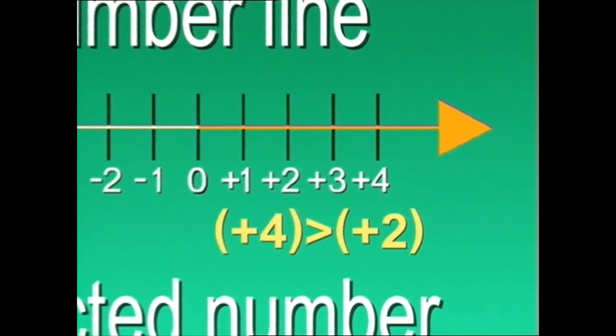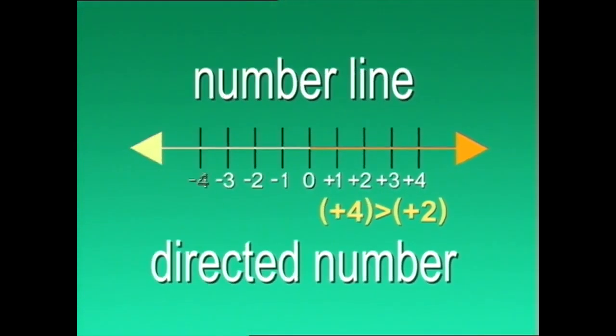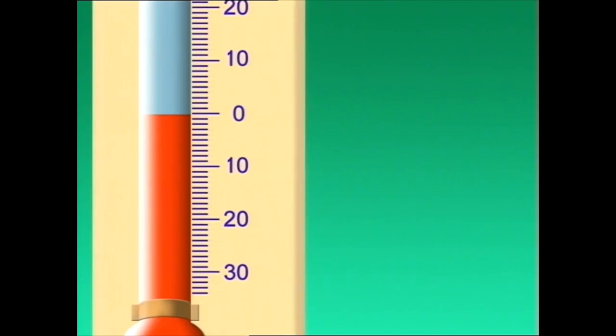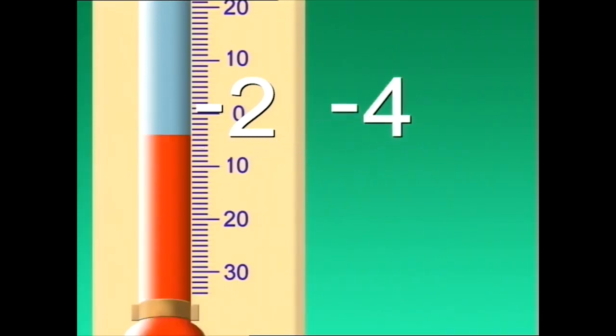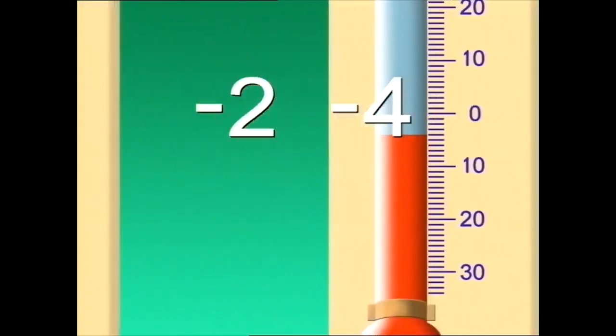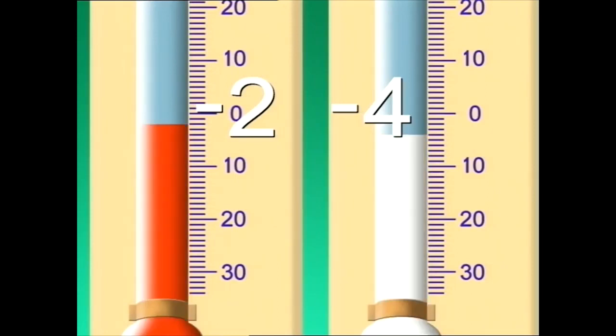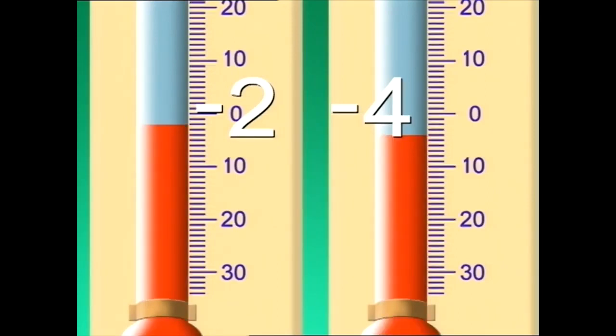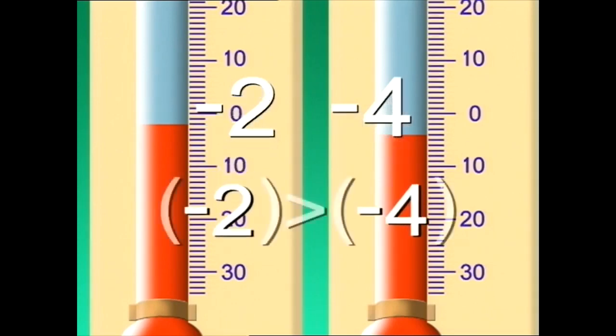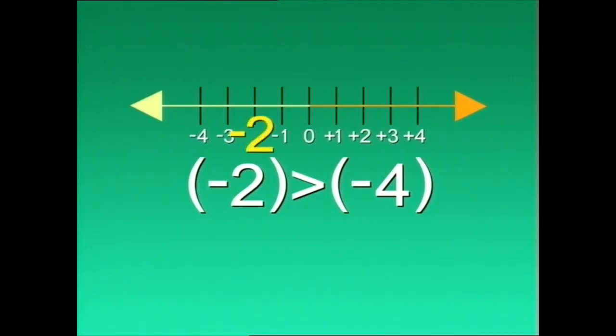Now what about negative numbers? Let's look at negative 2 and negative 4. If you treat them as markings on a thermometer, then negative 2 is 2 degrees below freezing point, and negative 4 is 4 degrees below the freezing point. 2 degrees below freezing is obviously a higher temperature than 4 degrees below freezing. This means negative 2 is greater than negative 4. On the number line, negative 2 is to the right of negative 4.